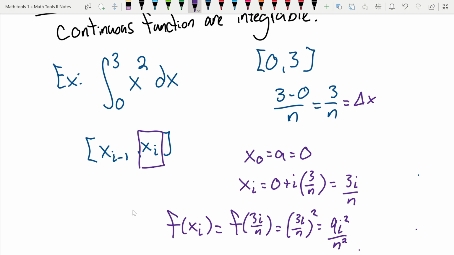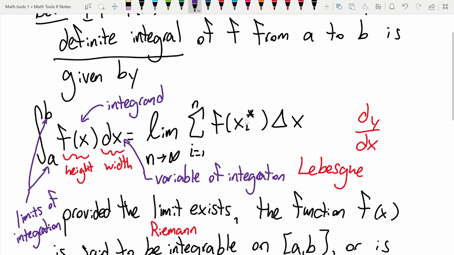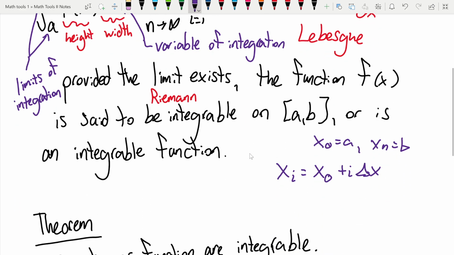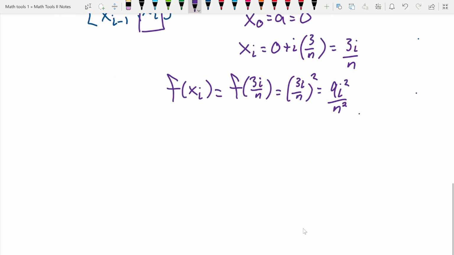So we're starting to get the parts that we need here, right? Just looking back at this definition, we need the f of x sub i and the delta x, and that's really it. Okay. So we have our delta x, which is 3 over n. We have our f of x sub i. So now we can start to put this together.